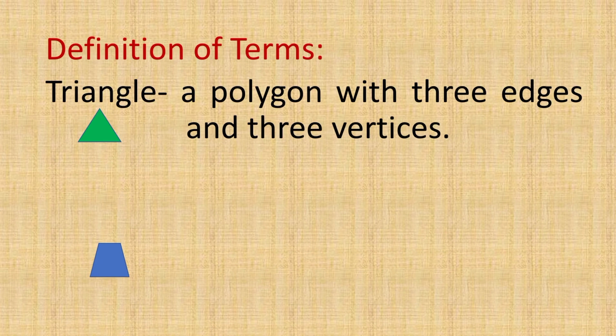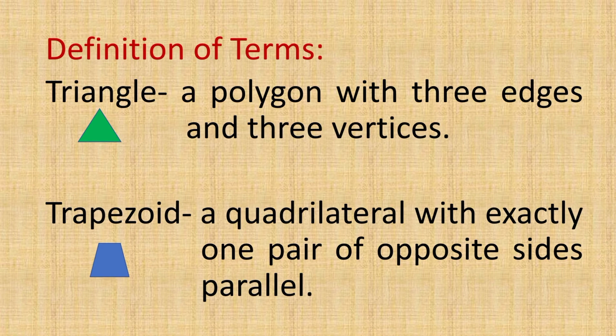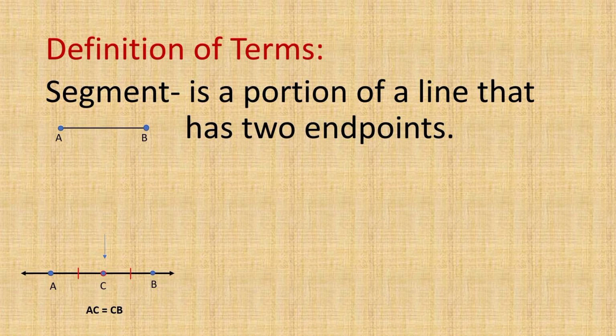First, we have a triangle. Remember that this is a polygon with 3 edges and 3 vertices. And we also have the trapezoid. It is a quadrilateral with exactly one pair of opposite sides parallel. We have also segment. A segment is a portion of a line that has 2 endpoints. An example of that is segment AB, as you can see in the figure.